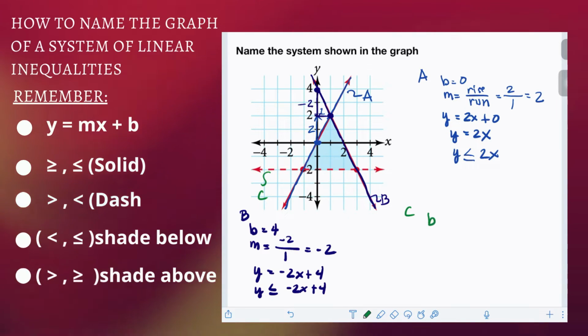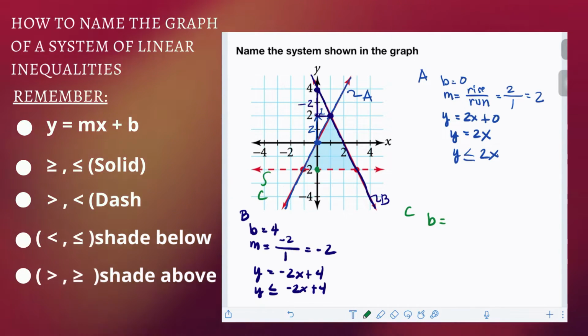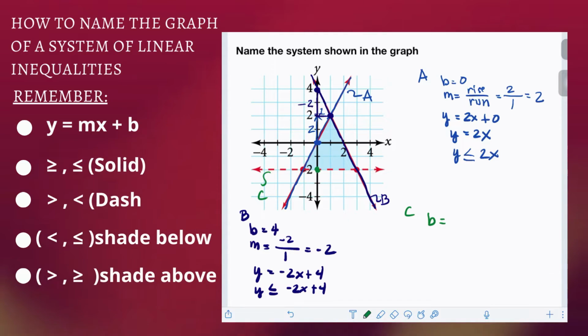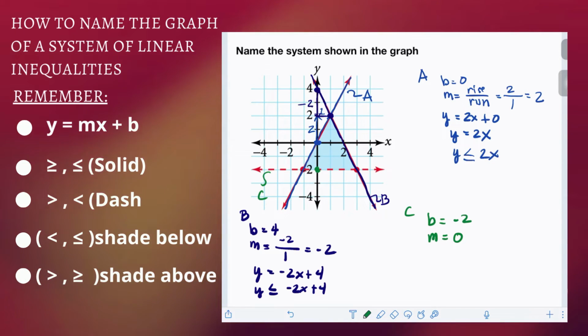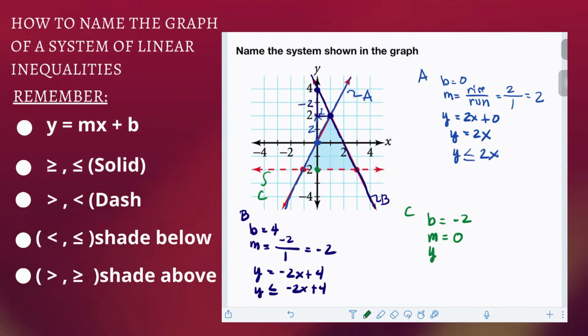So we identify the y-intercept, and you can see that the y-intercept here is at negative 2 because it is where the line passes through the y-axis. So it's negative 2. And our slope would be 0 because our boundary line this time is a horizontal line, which means that we have a slope of 0. So our equation would be y is equal to negative 2.